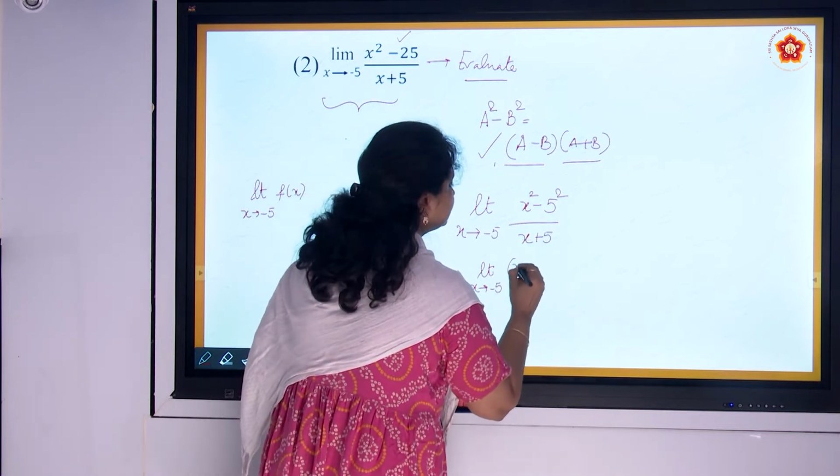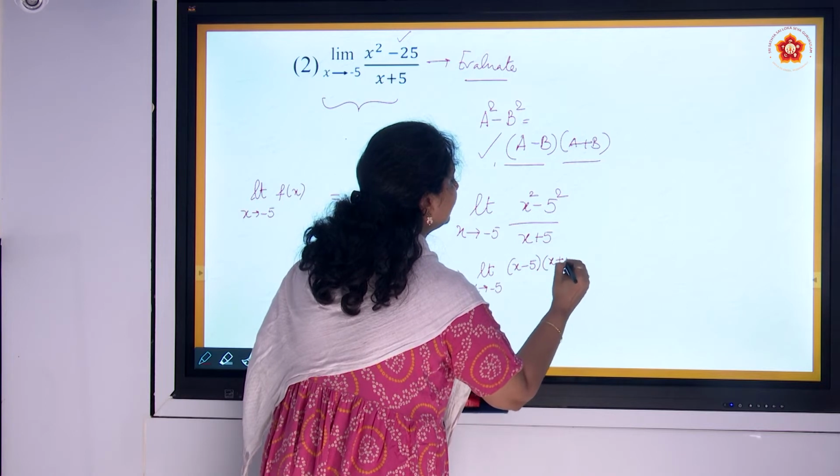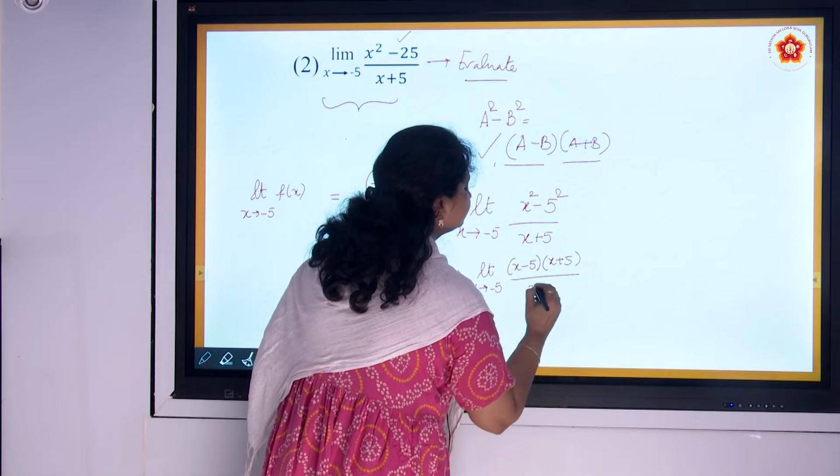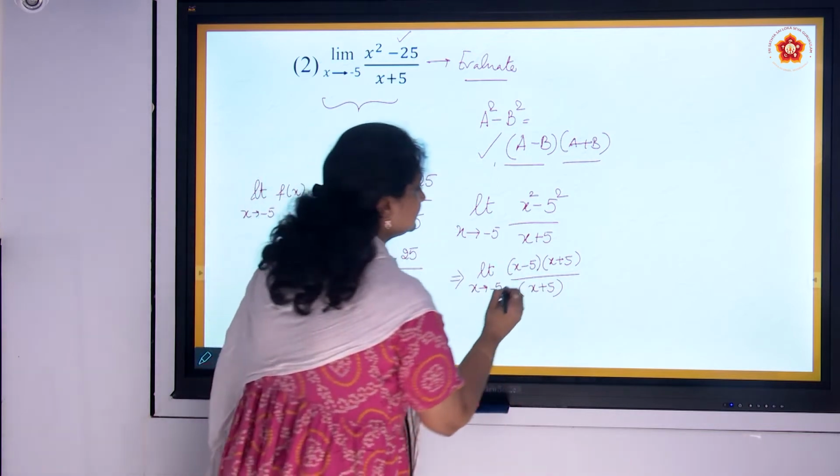So, x square minus 5 square can be written as x minus 5 into x plus 5, and I have x plus 5 in the denominator. These are basically factors, right?